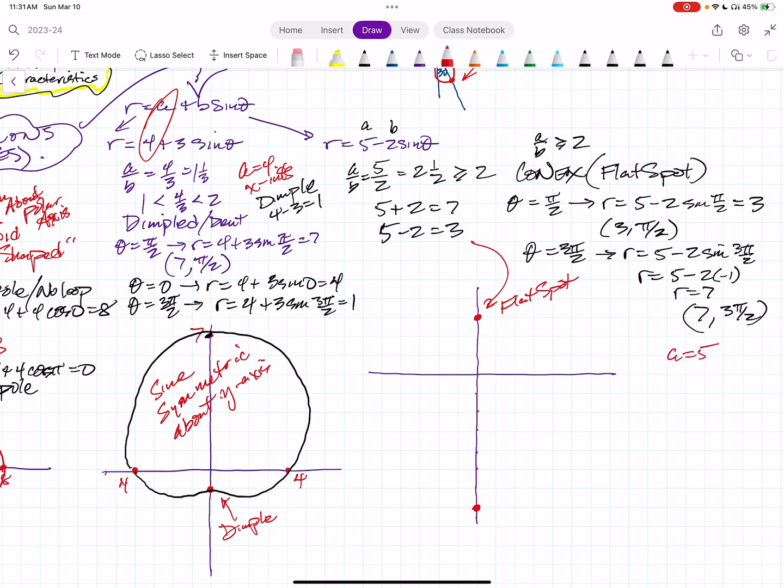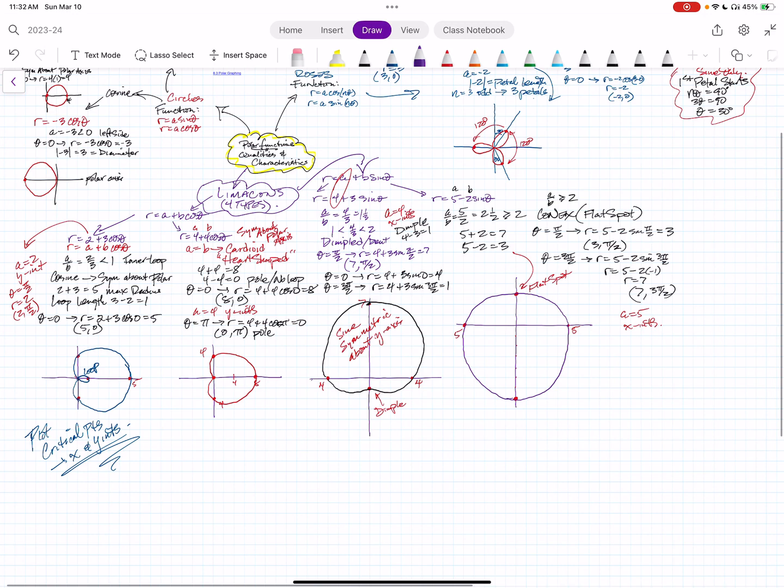And then again, A equals 5, and those are x-intercepts. So left 5, right 5. And then you draw your limaçon with a flat spot. So here we go. Let's see if I can pull this off here. I'm going to try to make it flat at the top. Hey, this is actually not too bad. Hey, that's pretty good. I'm proud of myself. Okay, and there you go.